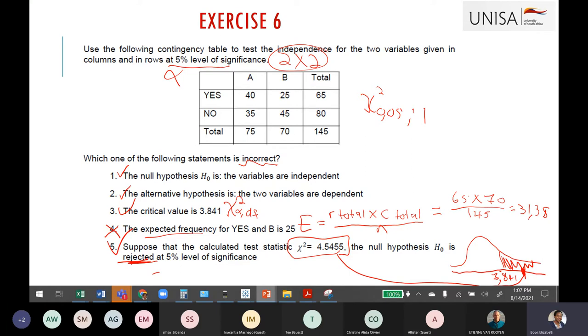You also need to be very careful when you answer the questions in the exam to check first whether you need to calculate the test statistic or whether all the information is given. For this one, the test statistic was given. So you don't have to calculate it, because the one that you calculate might be different to the one on the question.